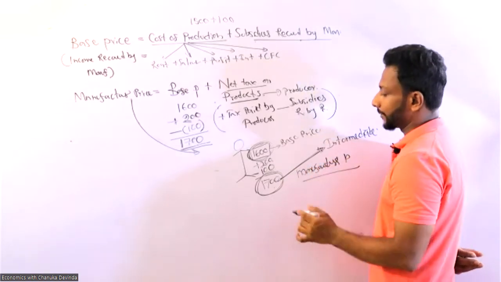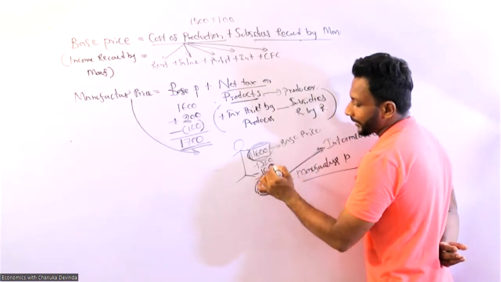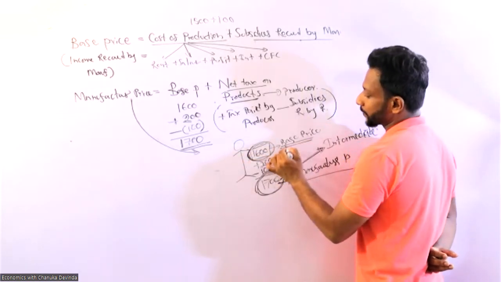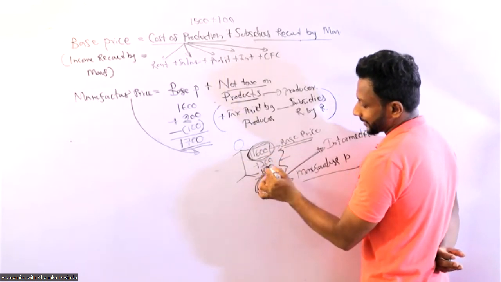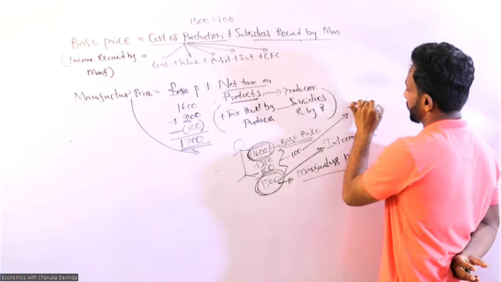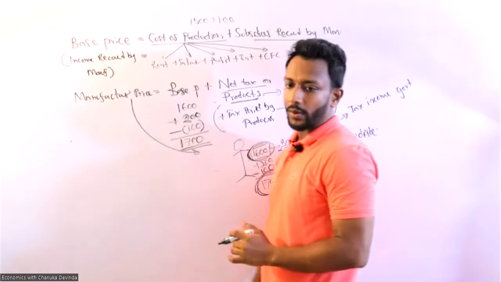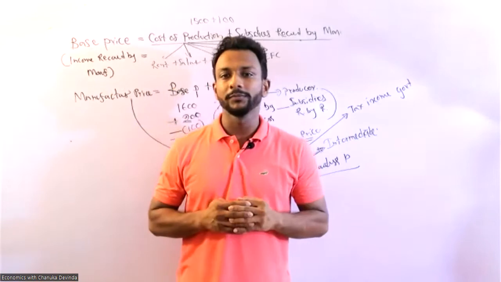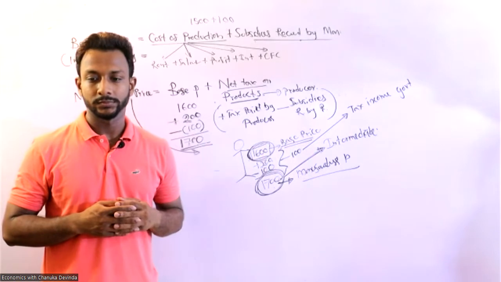But keep in mind, this manufacturer's price means the manufacturer's selling price, not the price received by the manufacturer. The price received by the manufacturer is the base price. The difference goes where? The difference 100 is tax income of the government, right? So I think it is clear. Is there any problem with that, Chakra? No, sir, all clear.